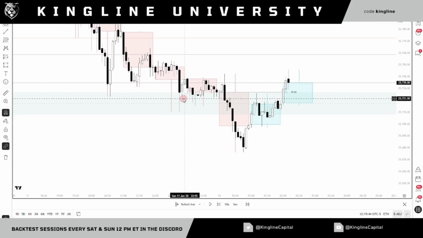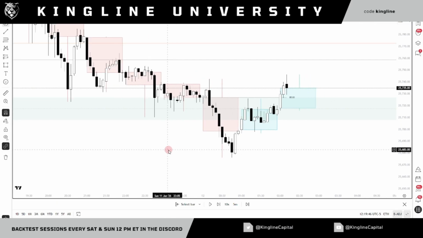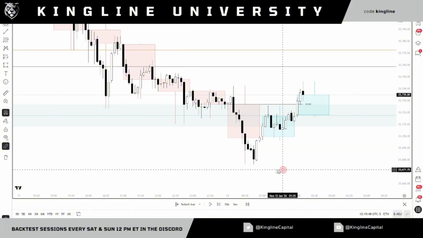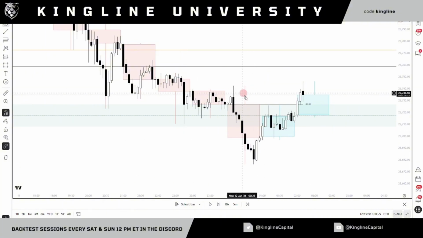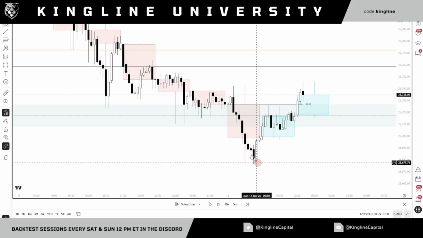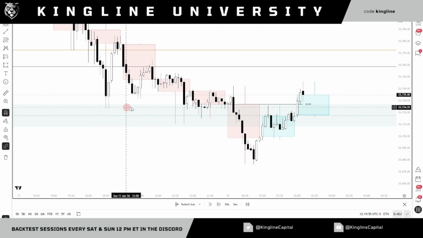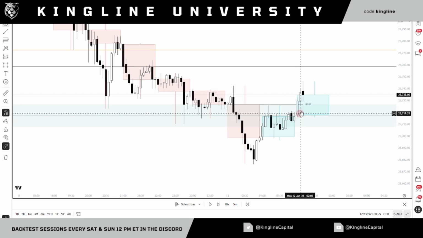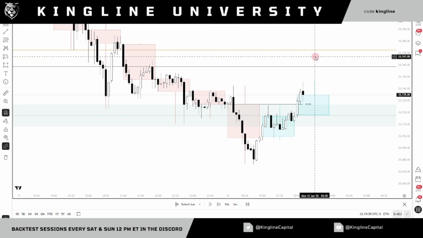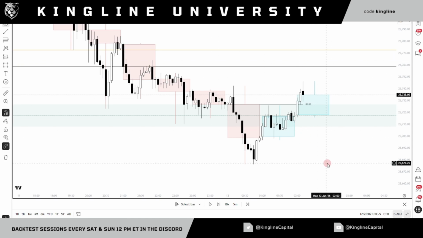All right, so Anya, what is your take on this type of PA? This kind of thing happens often as well, where we close below all the previous candles, right? But then the next candle trades up or creates that CISD.